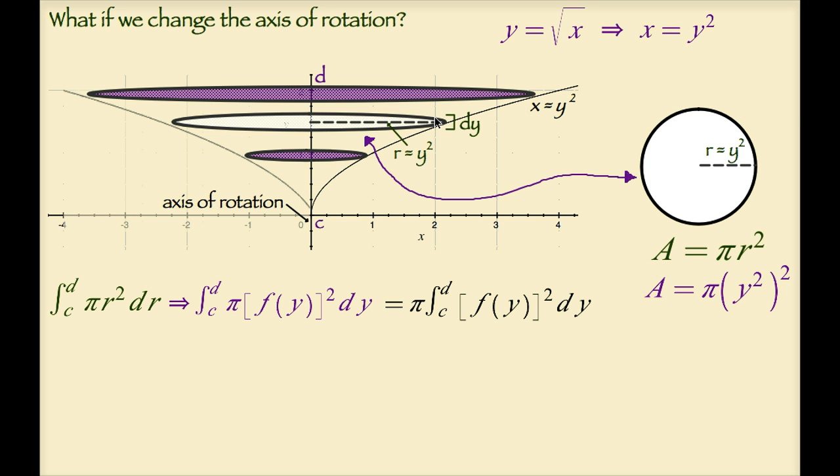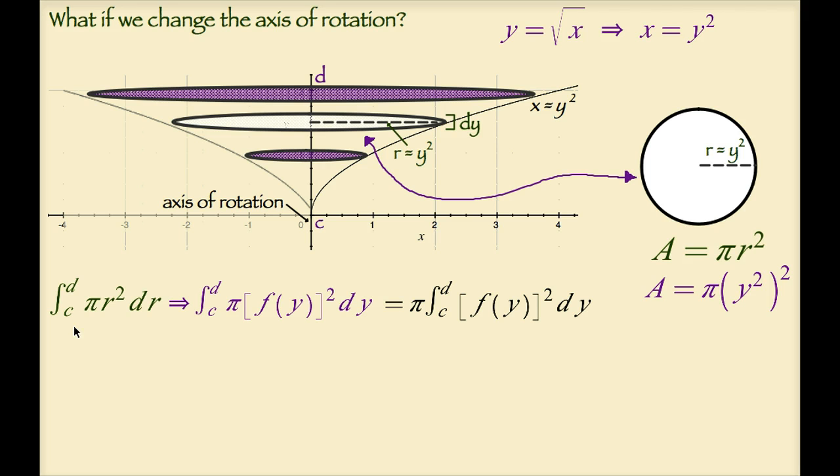The cross sections are still circles, but they are now perpendicular to the y-axis. And the radius of each circle is the distance from the y-axis to the function curve y squared. Here is that representative circle. The radius is y squared. Since the area of a circle is pi r squared, the area of these circles will be pi y squared squared, or pi y to the 4th.